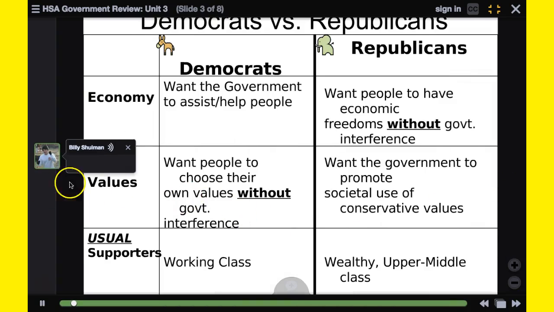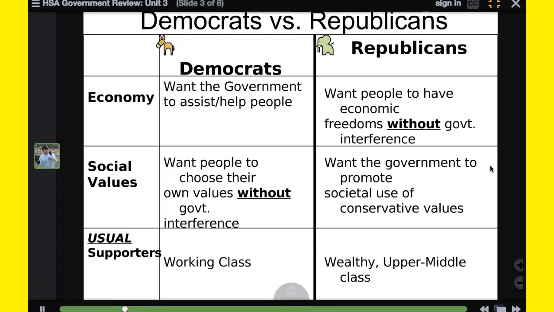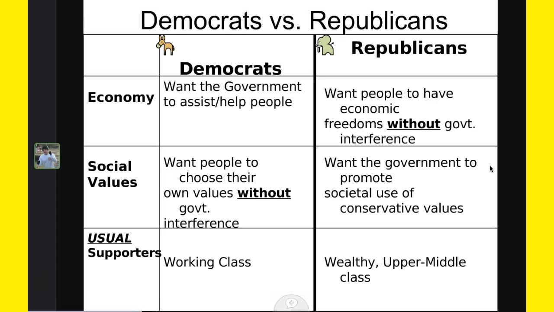What we're going to do now is look at the main differences between the Democrats and Republicans. These differences between the two political parties are not always agreed upon throughout the country, but what I try to do is come up with general statements that show the difference between the two political parties. Let's start with the economy.